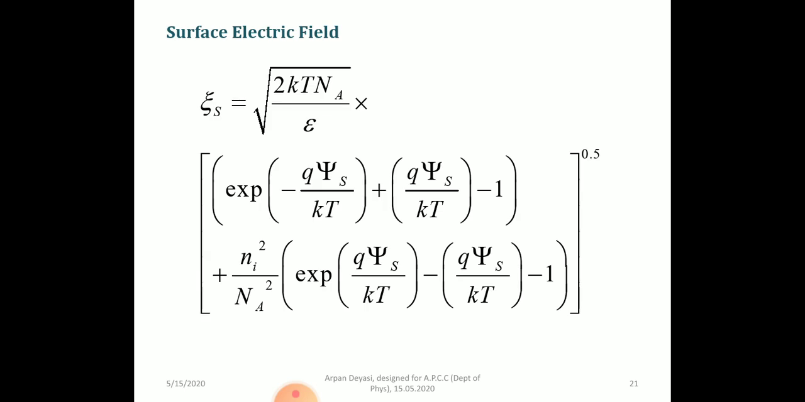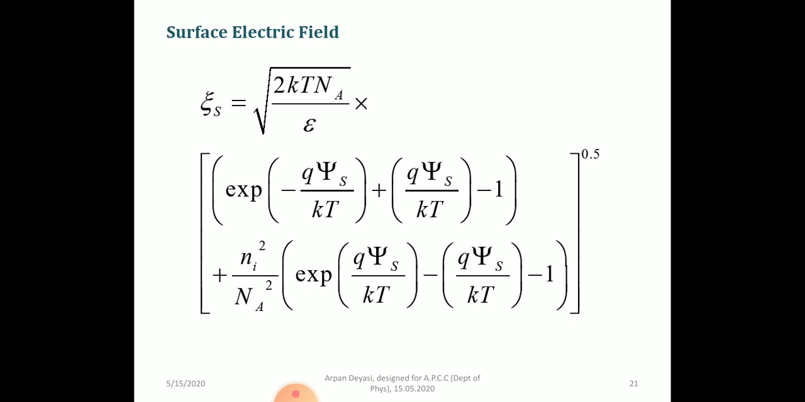So the surface electric field is given, just replace psi by psi s, and that's the final expression. I have taken the root over, because instead of the square of the electric field, I have calculated the actual electric field value. So that gives the ultimate expression of the electric field variation. Once you have this electric field variation, you have to calculate the charge.